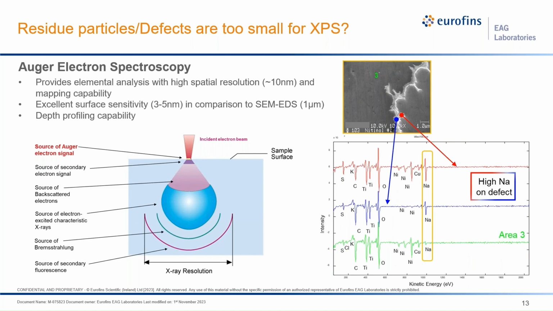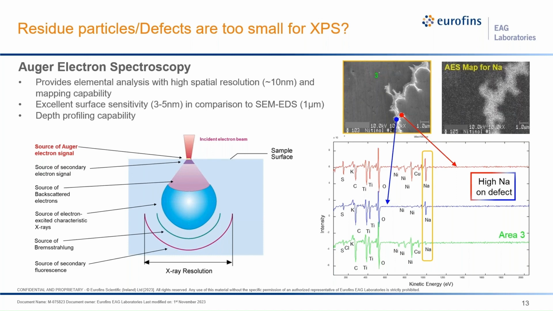The OJ spectrum then shows a high sodium level on the defect area, while only a very low amount of sodium was detected on the control area. We then carried out a sodium map, confirming that the sodium was mainly distributed on the residue surface.